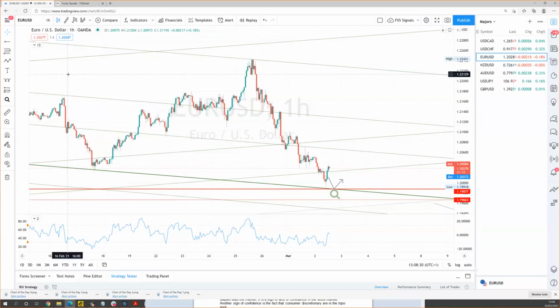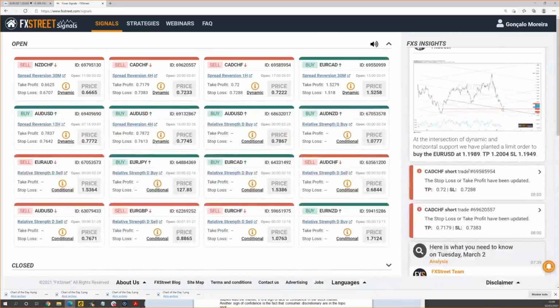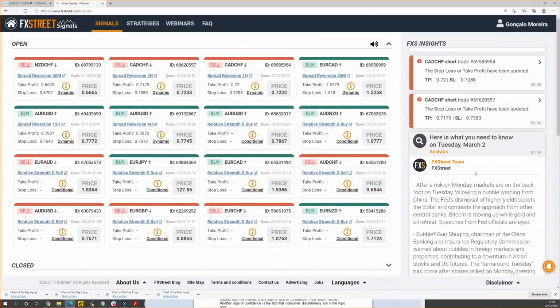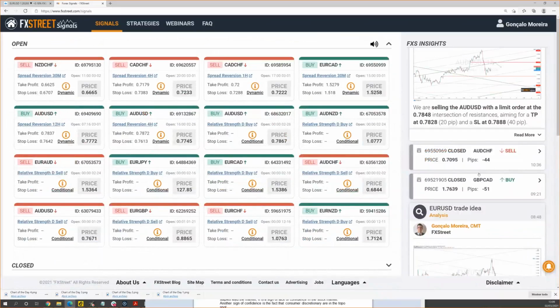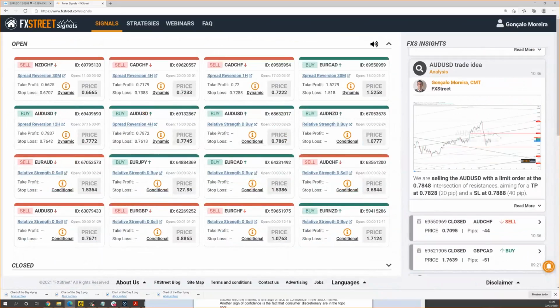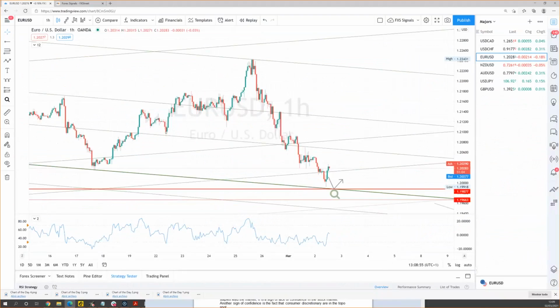So let's move on here, and we'll go over the markets and see where we were identifying some entries this morning. We have been publishing here on FX Street Insights, which is the channel here on the right. We have been publishing some trade ideas here on the charts, and we're going to look at them.